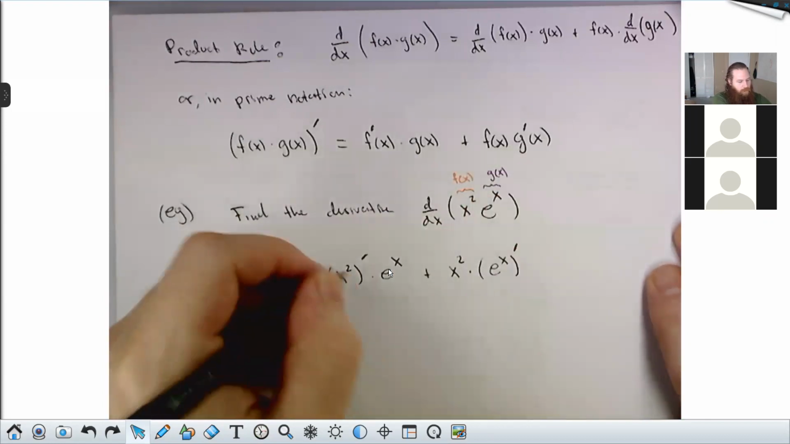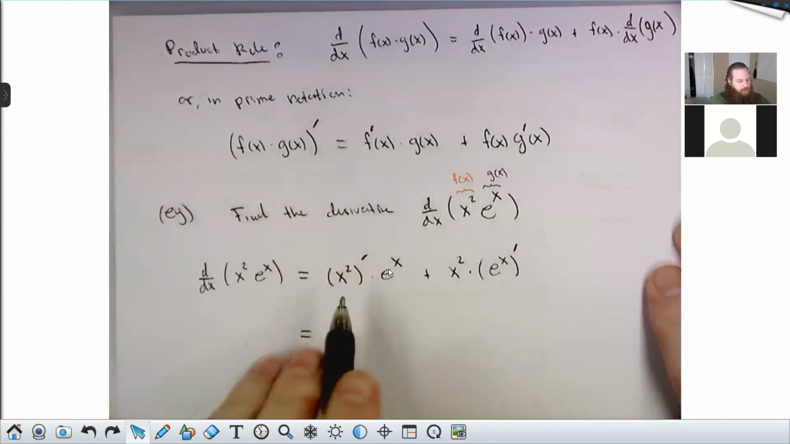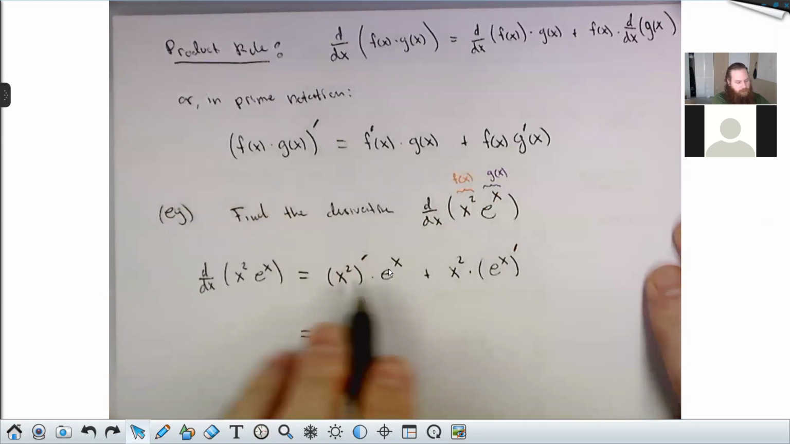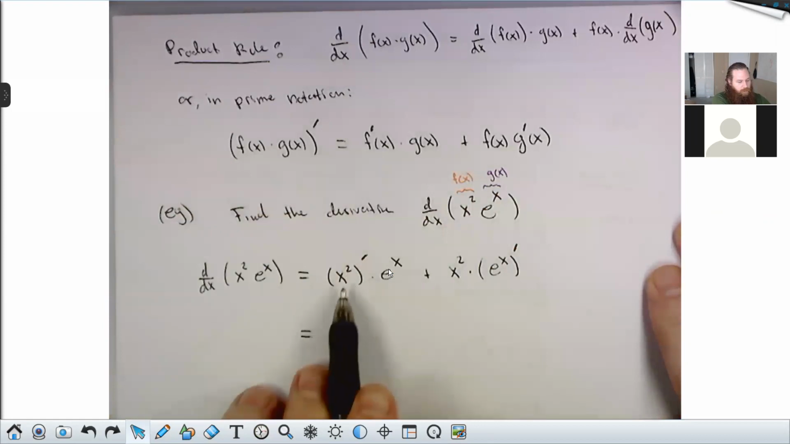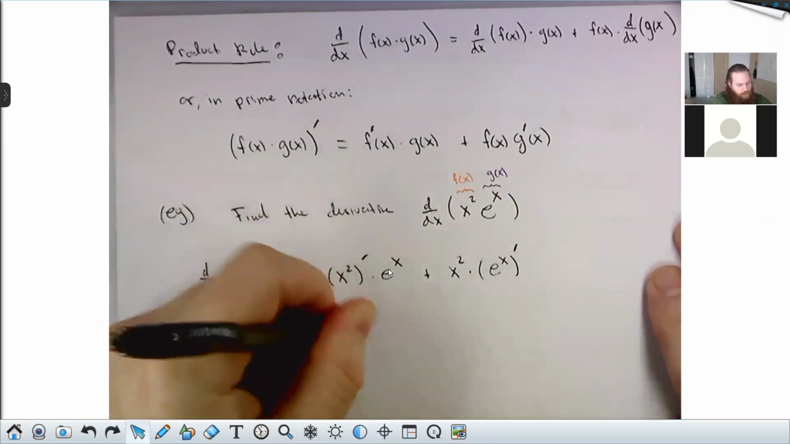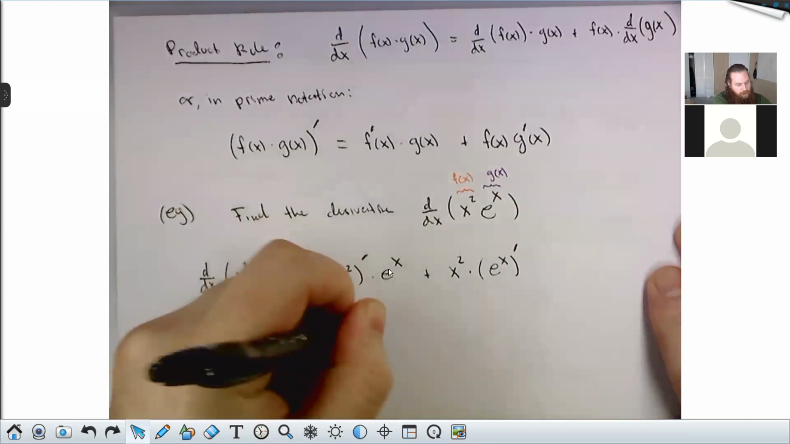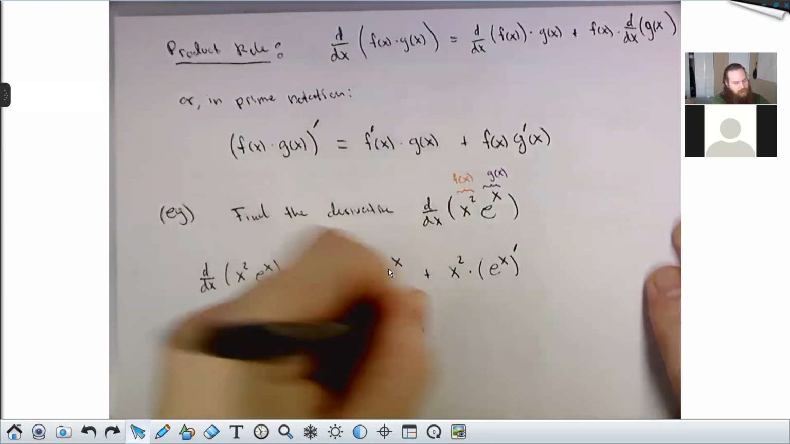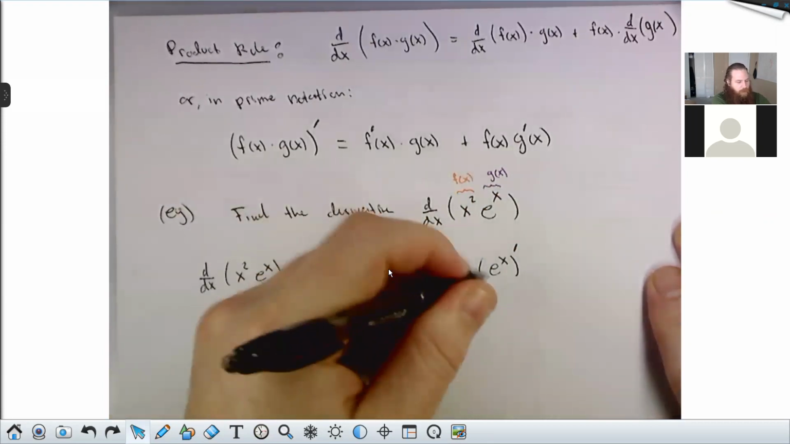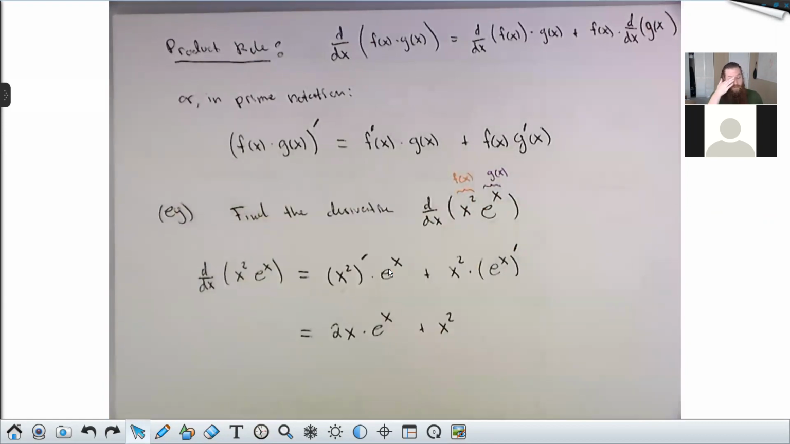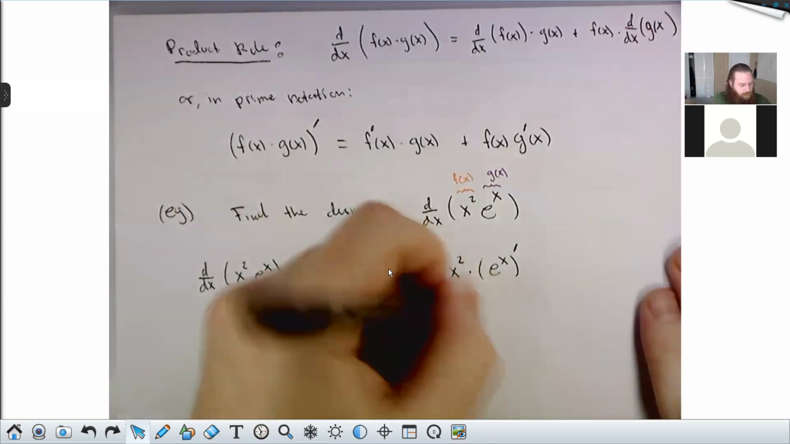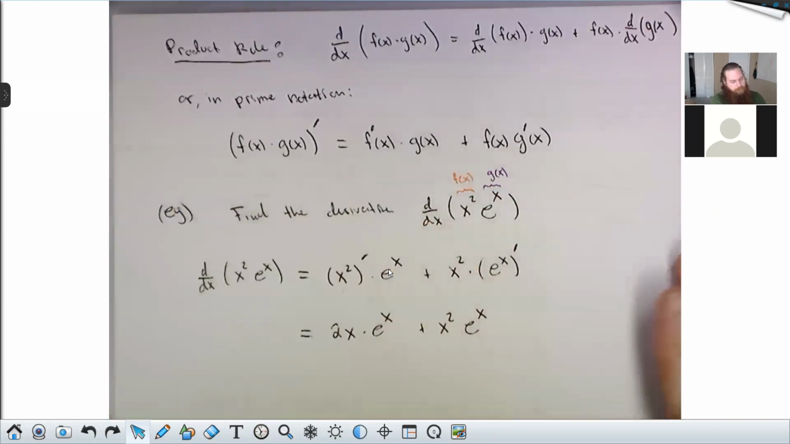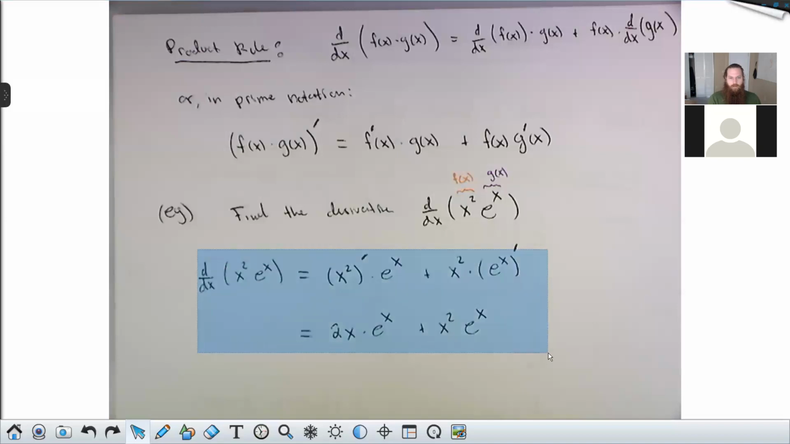And now we actually do the differentiation. So this is the derivative of x squared times e to the x left alone. The derivative of x squared is 2x, and I leave e to the x alone, plus. Now I have x squared, and I need to differentiate e to the x. Well, what's the derivative of e to the x? That's just e to the x. Everybody comfy? Questions on what we did here?